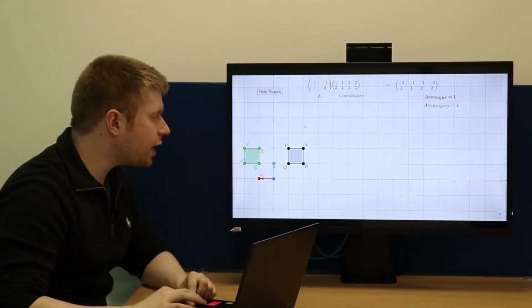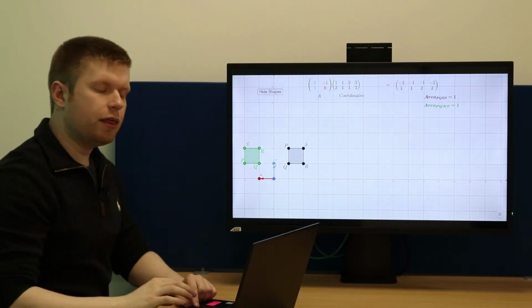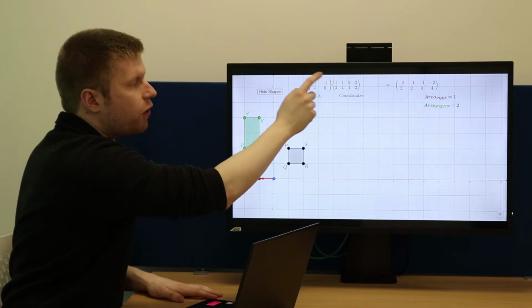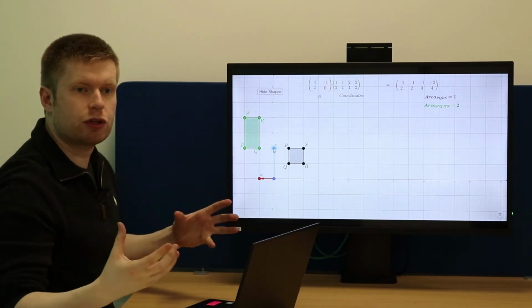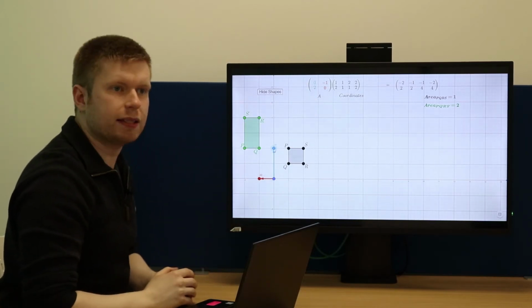I can even do things like stretches. So let's suppose now I want to stretch it by 2 in the vertical direction. Can you see that just simply by changing this first matrix, by thinking about what would happen with my original vectors, I can see where my new shape is going to end up? Is that okay? Is that clear?